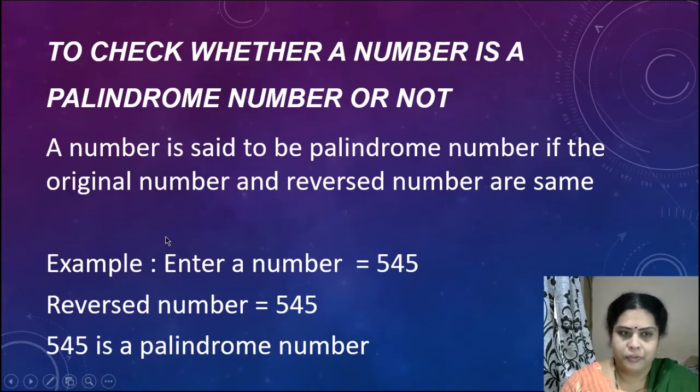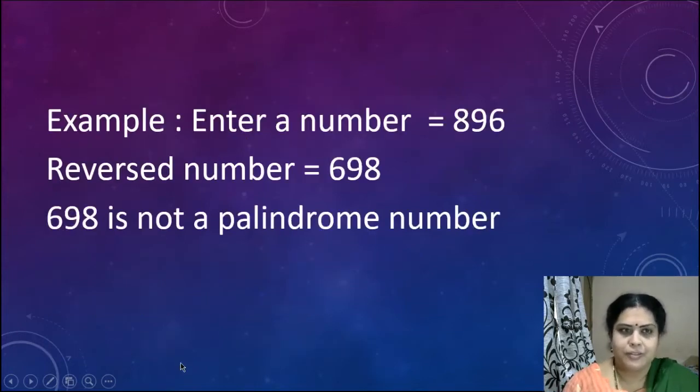So here, the example given is: enter a number which is equal to 545. If I take the reverse of this number, 545, that is, if I read it from right to left or from left to right, I'm getting back the same number. Then if the original number and the reverse number are same, we say that 545 is a palindrome number. Okay, now let us look at another example.